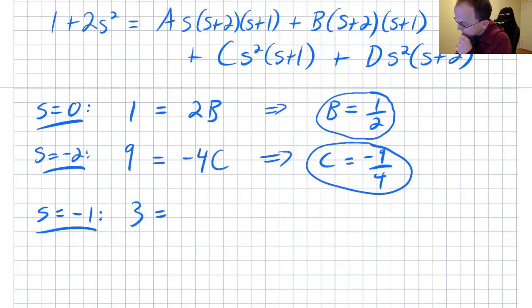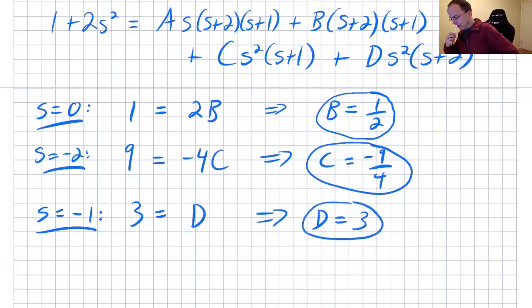That'll be 1 times negative 1 times 1, 1 times 1. So d is equal to 3. Okay. Now what about a?